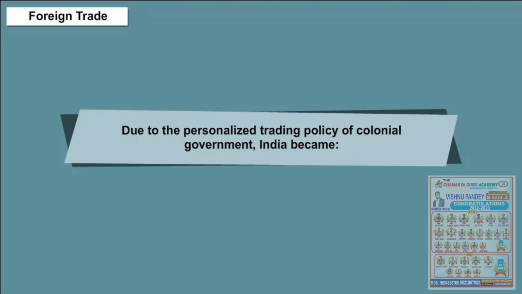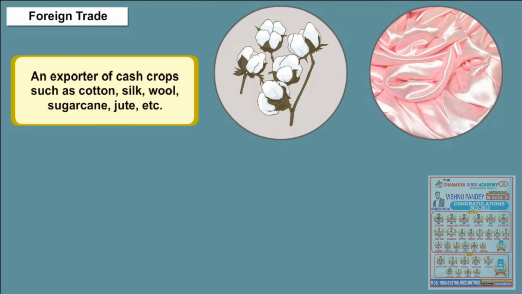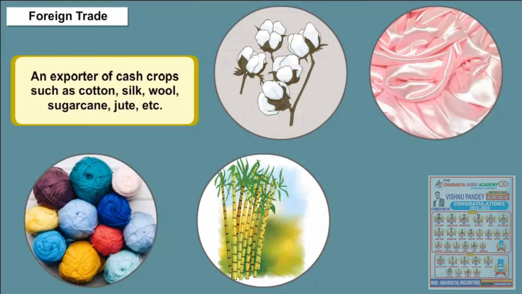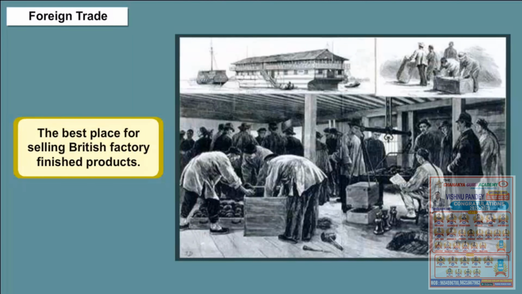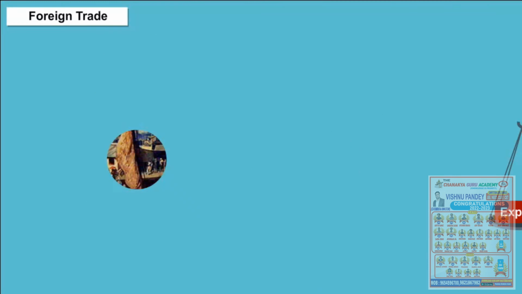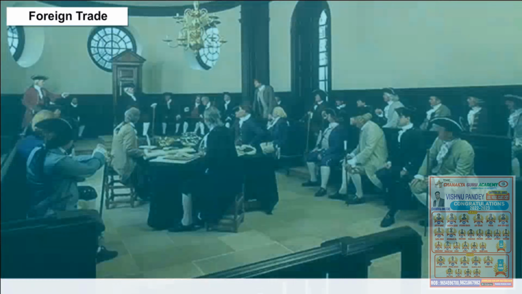Due to the discriminatory trading policy of the colonial government, India became an exporter of cash crops such as cotton, silk, wool, sugarcane, jute, etc., and the best place for selling British factory finished products. The volume of India's exports was comparatively higher in comparison to its imports.